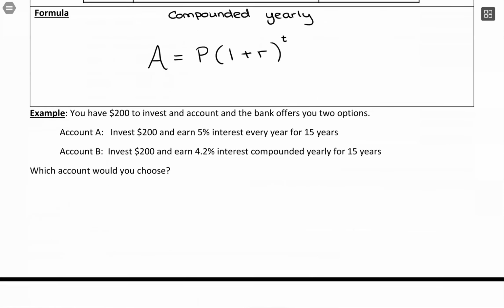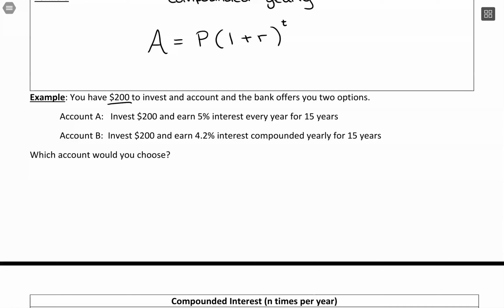So let's do an example with this. We have $200 to invest, so that would be our principal. And our bank is going to offer us 2 options. Sometimes they'll offer different percentages based on different compounding methods. So account A is going to be investing the $200. It earns 5% interest every year for 15 years. Notice the word compounded doesn't come up there. So what we're going to be using there is the simple interest formula, where the amount is coming from the principal times 1 plus the rate times time.